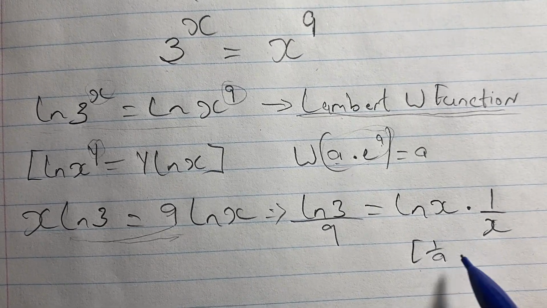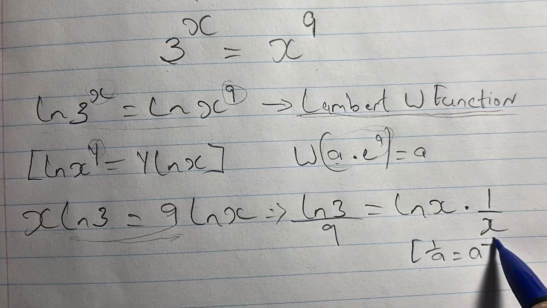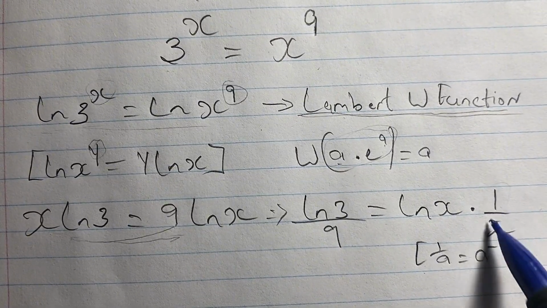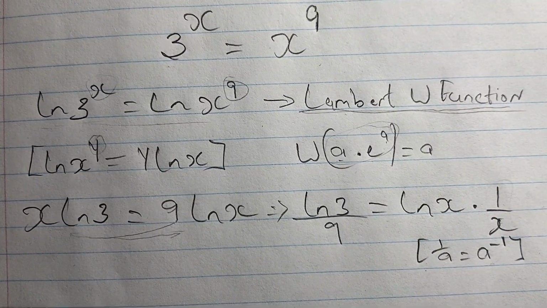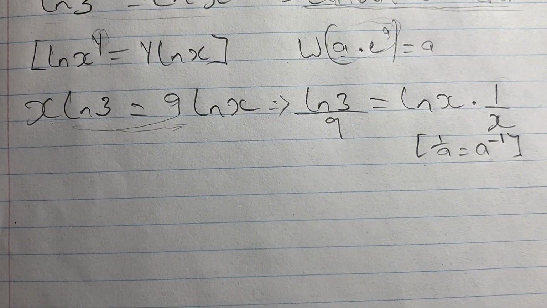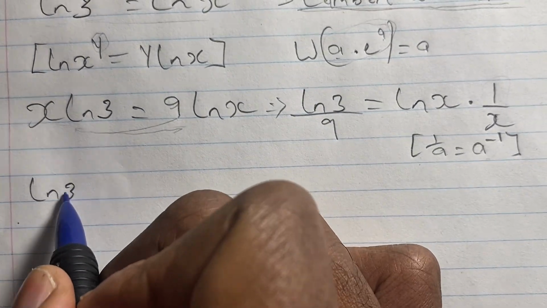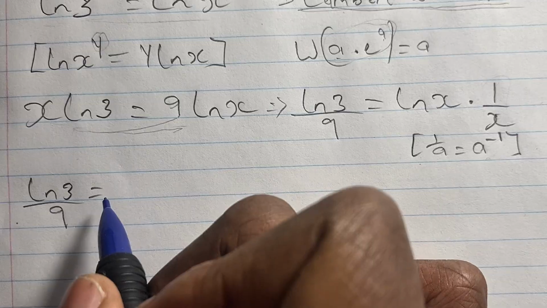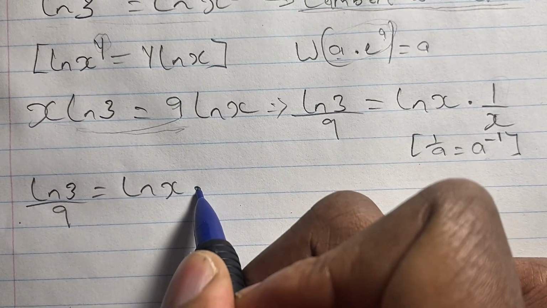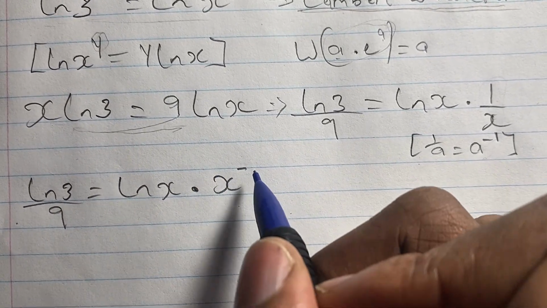So here we have 1 over a, and 1 over a is the same as a to the power of negative 1. So we could rewrite 1 over x as x to the power of negative 1. Let's go ahead and do that as this helps us in solving our equation. So we'll have ln 3 over 9 equals ln x times x to the power of negative 1.